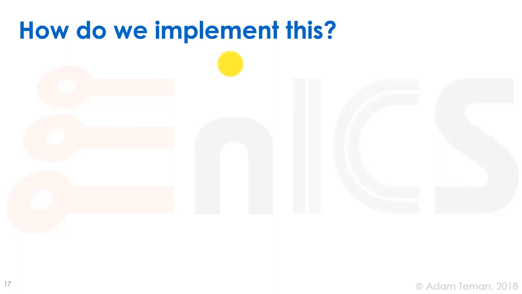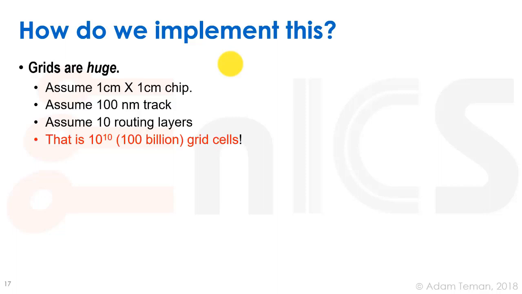So how do we implement all of this in software? Well, grids are huge. Let's say we have a 1 by 1 centimeter chip. That's a very, very big chip, but let's say that's the size of our chip. Let's say we have a 100 nanometer routing track, which is a good assumption for a nanoscaled process. It's probably even quite smaller than that. And let's say we have 10 routing layers, and for right now we'll just say that they're equivalent routing layers. But if we start multiplying each of those, we get 100 billion grid cells.